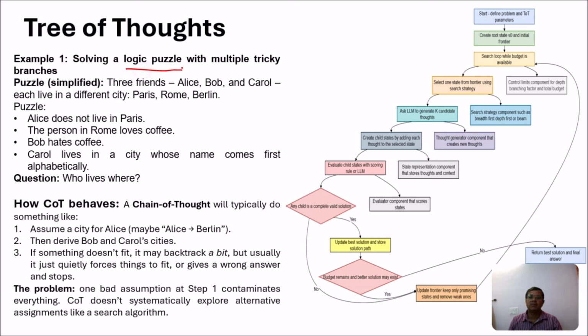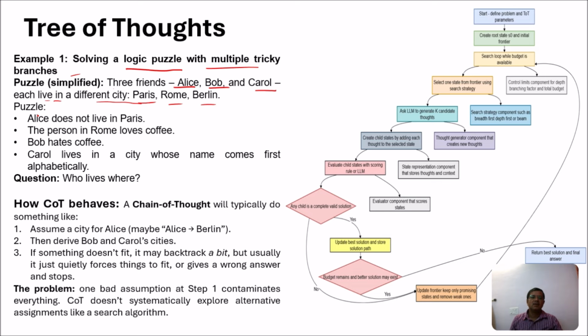So this is a logical puzzle with multiple tricky branches. The simplified case is like we have three friends, Alice, Bob and Carol, and each lives in a different city, like Paris, Rome and Berlin.